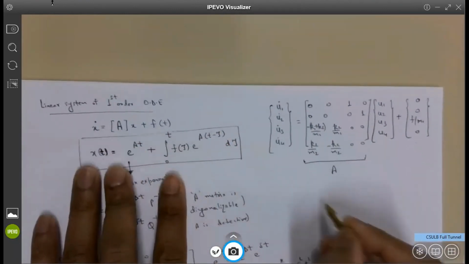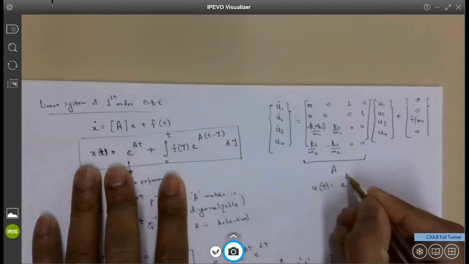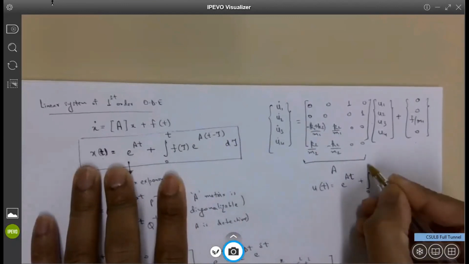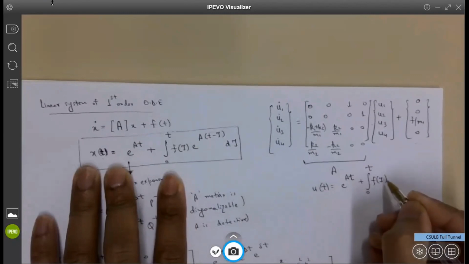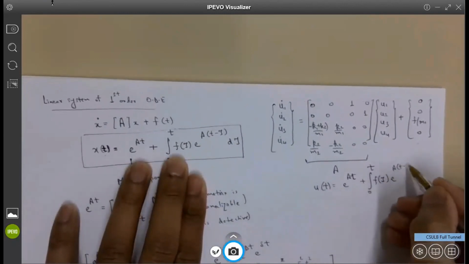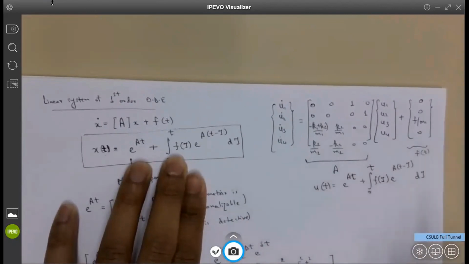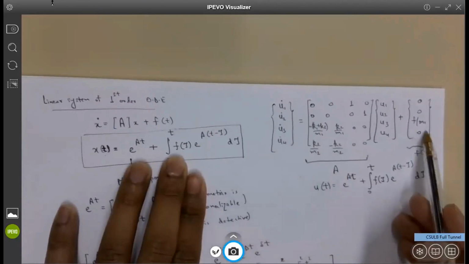Now, instead of x, I will replace it by u. So u of t is basically e^(At) times u(0), plus the integral from 0 to time t of e^(A(t minus tau)) F(tau) d tau, with a different variable tau. So the A matrix is this, the F matrix is this, F of t matrix is this. So basically I got a solution for this system of equations, right?